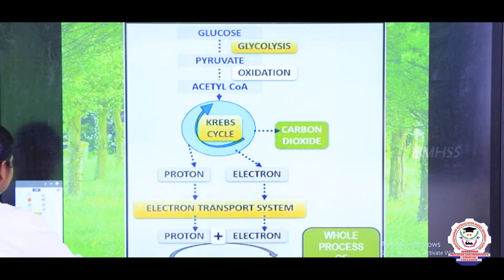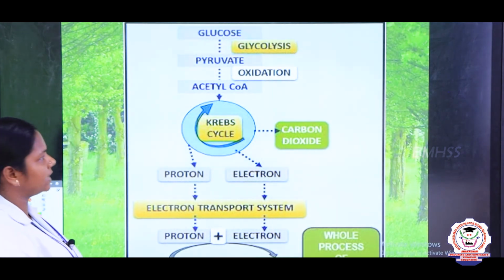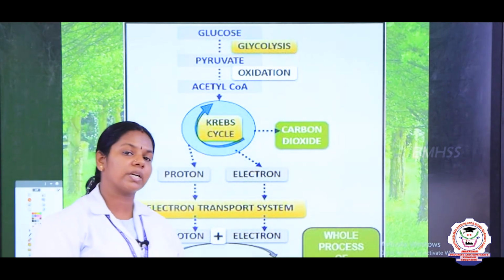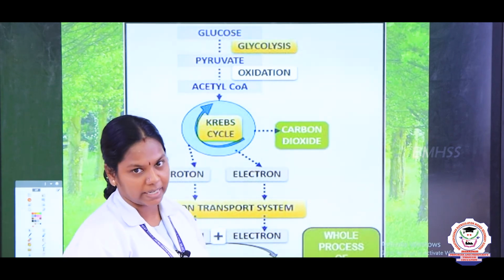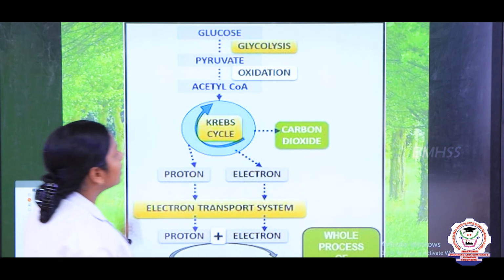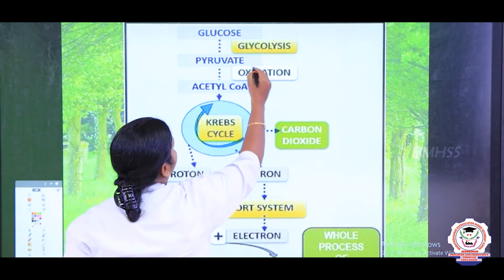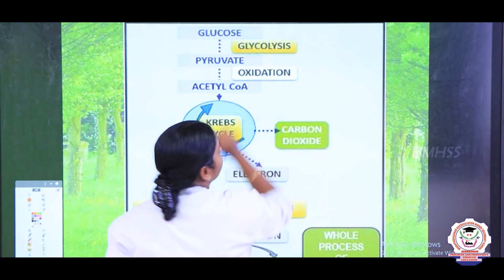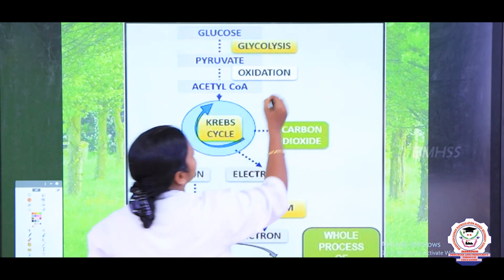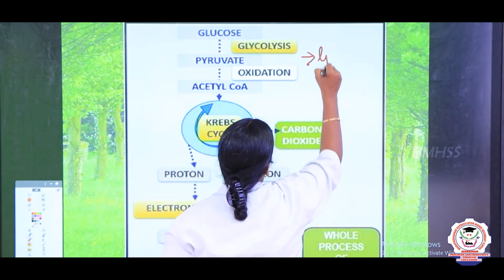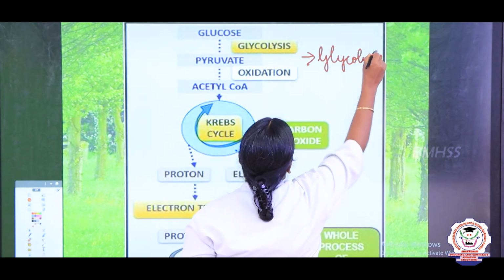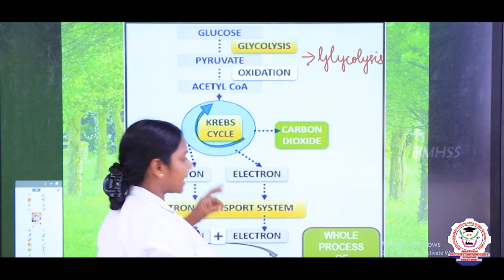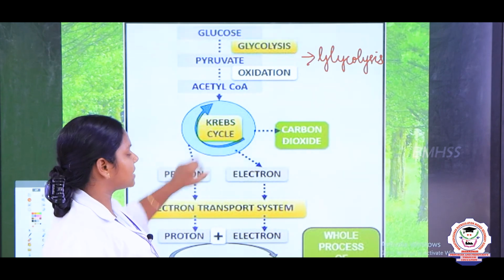And now we are going to see the two steps, right. What are the two steps, children? One is glycolysis and another one is the Krebs cycle, right. In the first one, glucose gets converted into pyruvic acid. So we call the first step glycolysis, and the second step is the Krebs cycle, right.